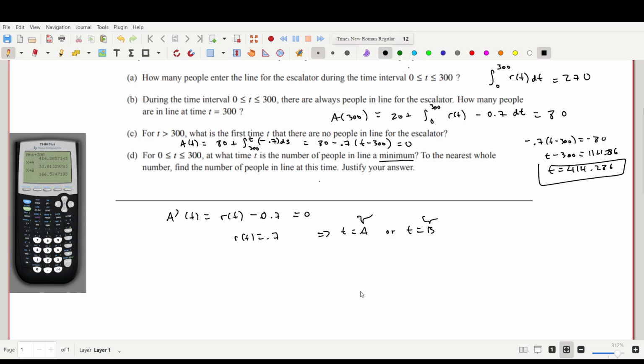Cool, and I want minimum. Hopefully I did that right. I feel like I'm a little off here. It's not ringing a bell. But whatever, just do the candidates test. So we got 0 and A and B and 300. We know at 300 A of t is 80. At 0 we know it's 20. We just check the others. So the first one is 20 plus the integral from 0 to A.